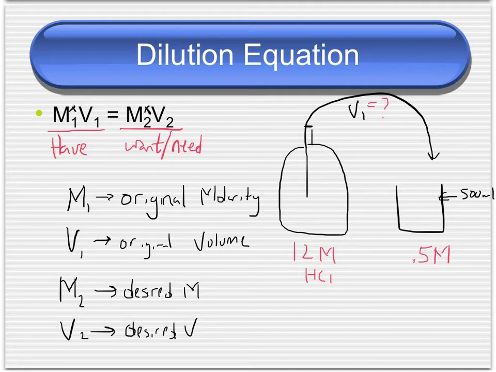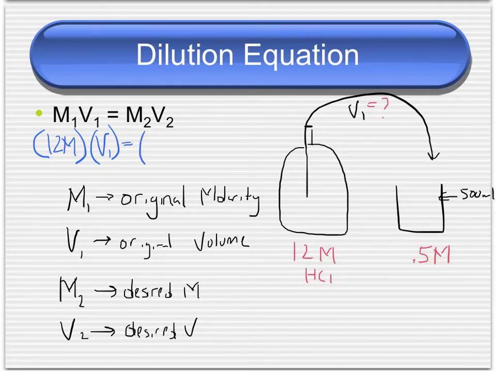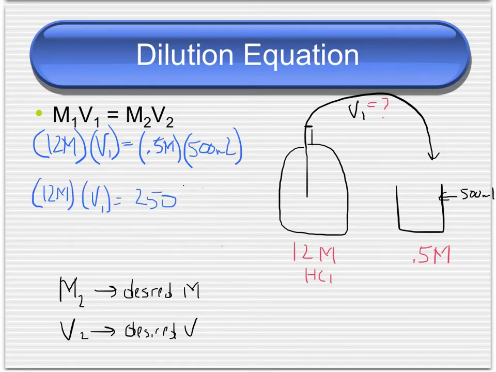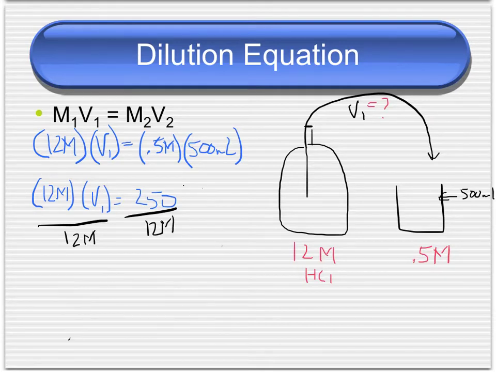So M1 times V1. My M1 is 12 molar. My V1, that is unknown, so we're just going to put it in as a variable. My M2, my molarity that I want, is going to be 0.5 molar. And the volume that I need is 500 milliliters. Alright, let's solve this algebra style. So 0.5 times 500 equals 250. And so V1's by itself, let's divide both sides by 12 molar. And that's going to give us our V1. So when we do that, we find out that V1 is equal to, with sig figs, 21 milliliters.